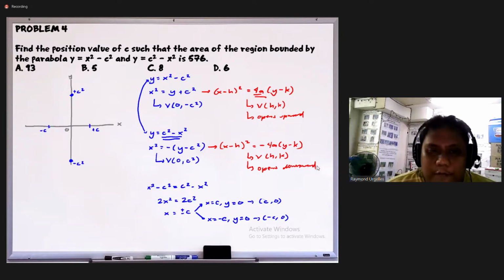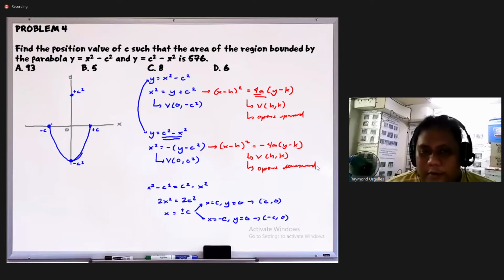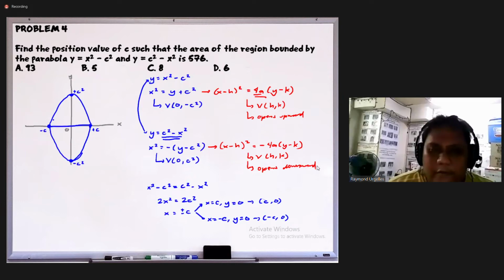Okay? So therefore, ito yung unang parabola natin. So again, dumadaan sa point of intersection. And ito yung vertex. Okay? So then, para naman sa second curve natin, we have this parabola here. Okay? Nakuha ba? So kaya makikita natin, pag hinati ko siya dito, we will form a parabolic segment here. Then we form another parabolic segment here.